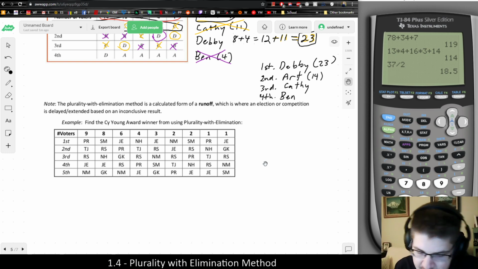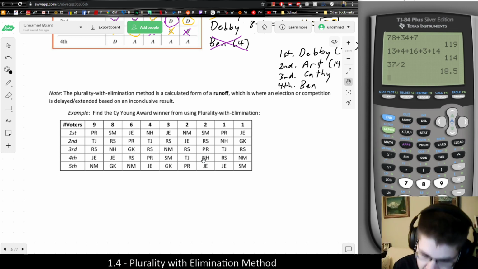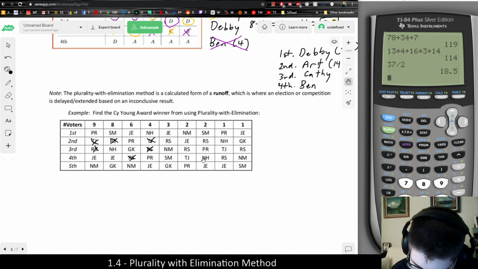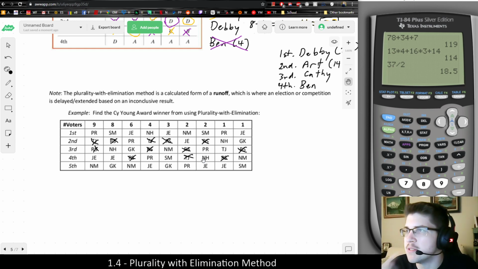So looking at the Cy Young Award, there's quite a few pitchers here that didn't have any votes for first place. Like RS had no first place votes. Neither did TJ. And I think there's one more somewhere. But basically, I'm going to make sure to try to cross off everyone who doesn't have any first place votes, because they can't win with plurality with 0 first place votes.